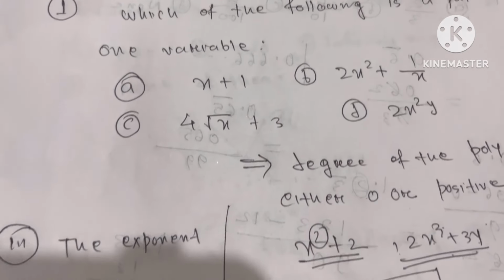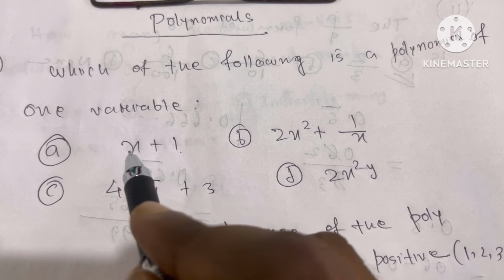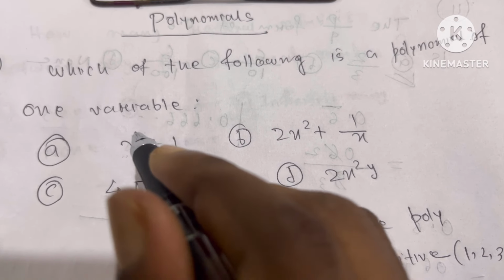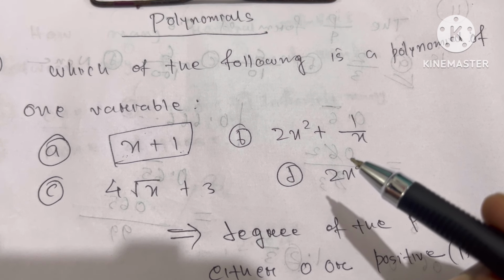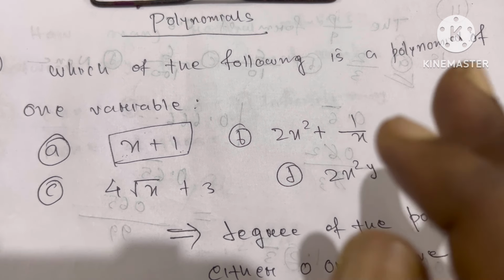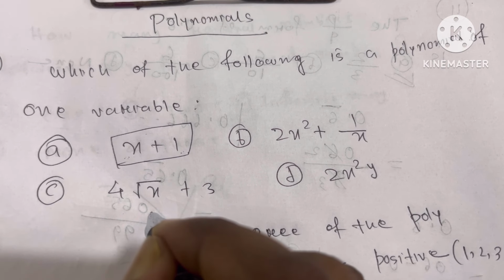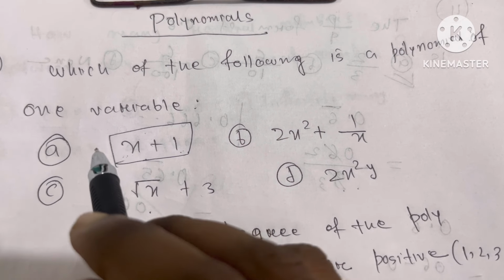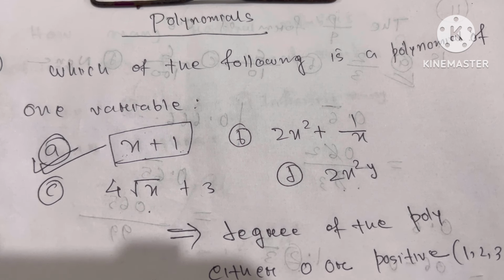So if you observe, which of the following is a polynomial of one variable? This is x power 1, so directly you can say this is a polynomial of one variable, because only one variable is here. A polynomial means all the variable powers will be positive, and a variable cannot be written in the denominator or under the root. This is a polynomial, this is also a polynomial, but this one has two variables. I need a polynomial of one variable. That's why option A is correct. I hope you understand this.